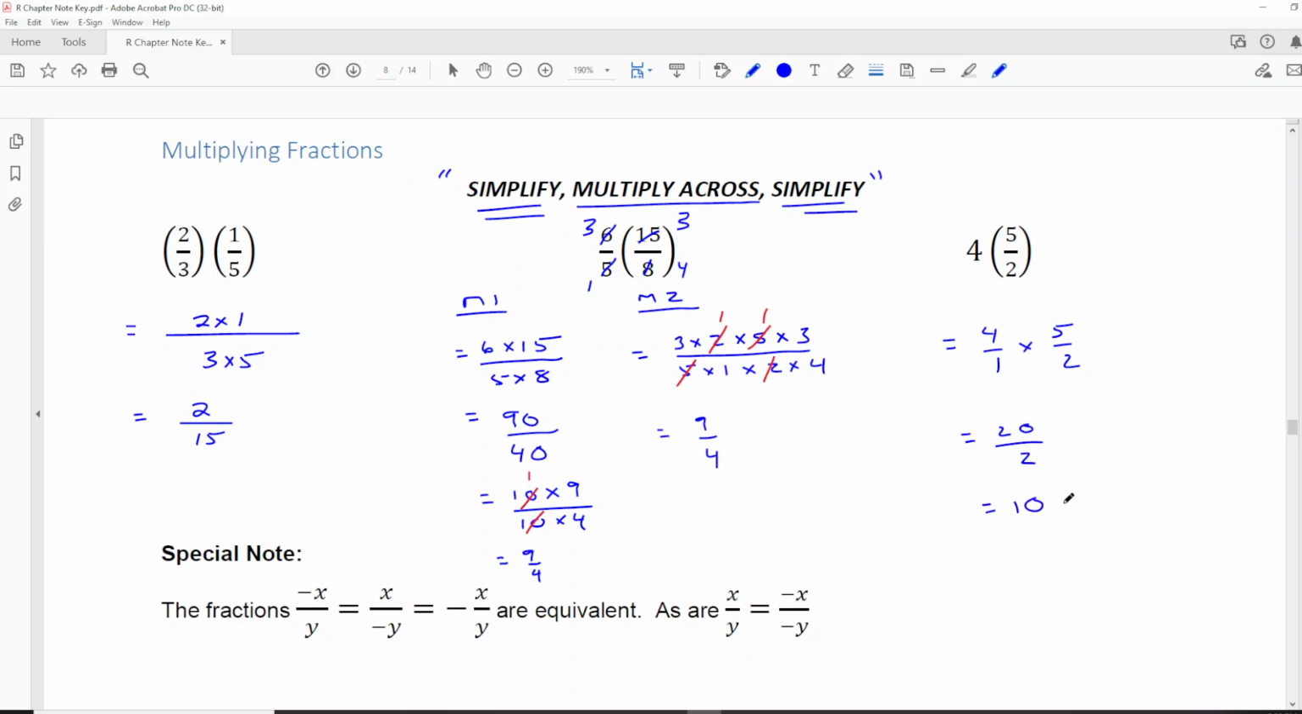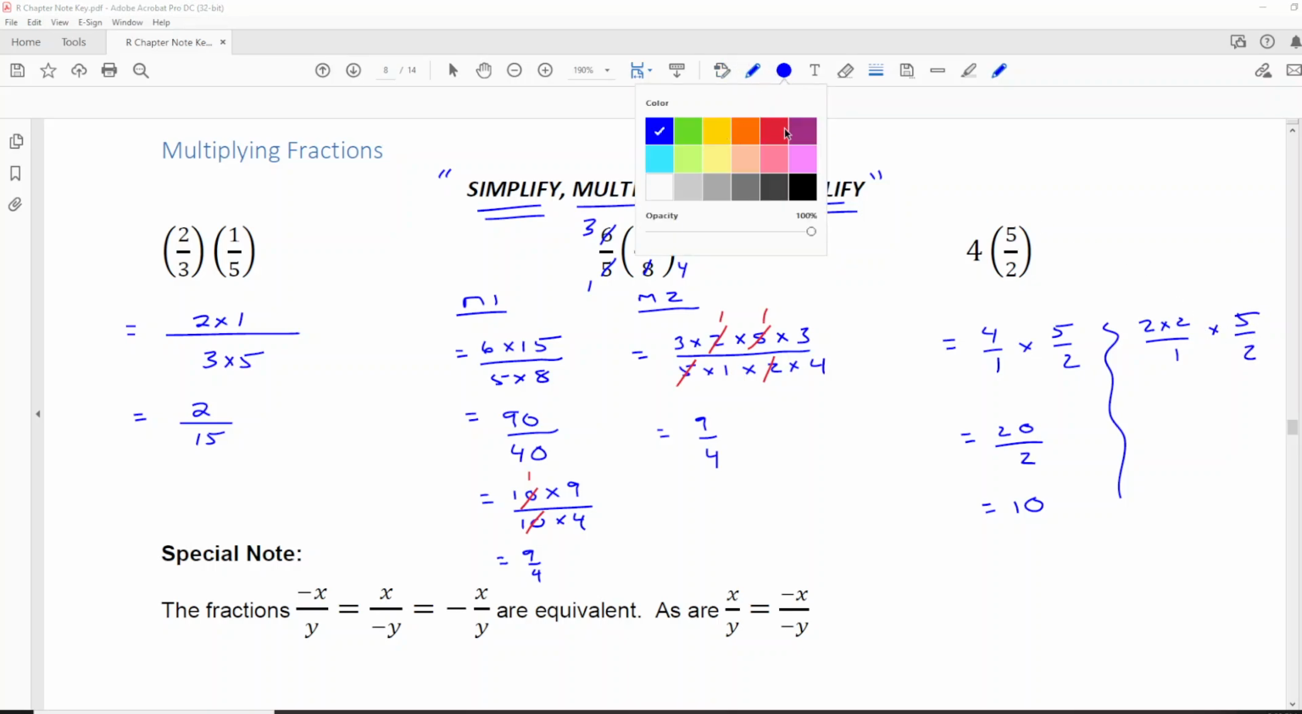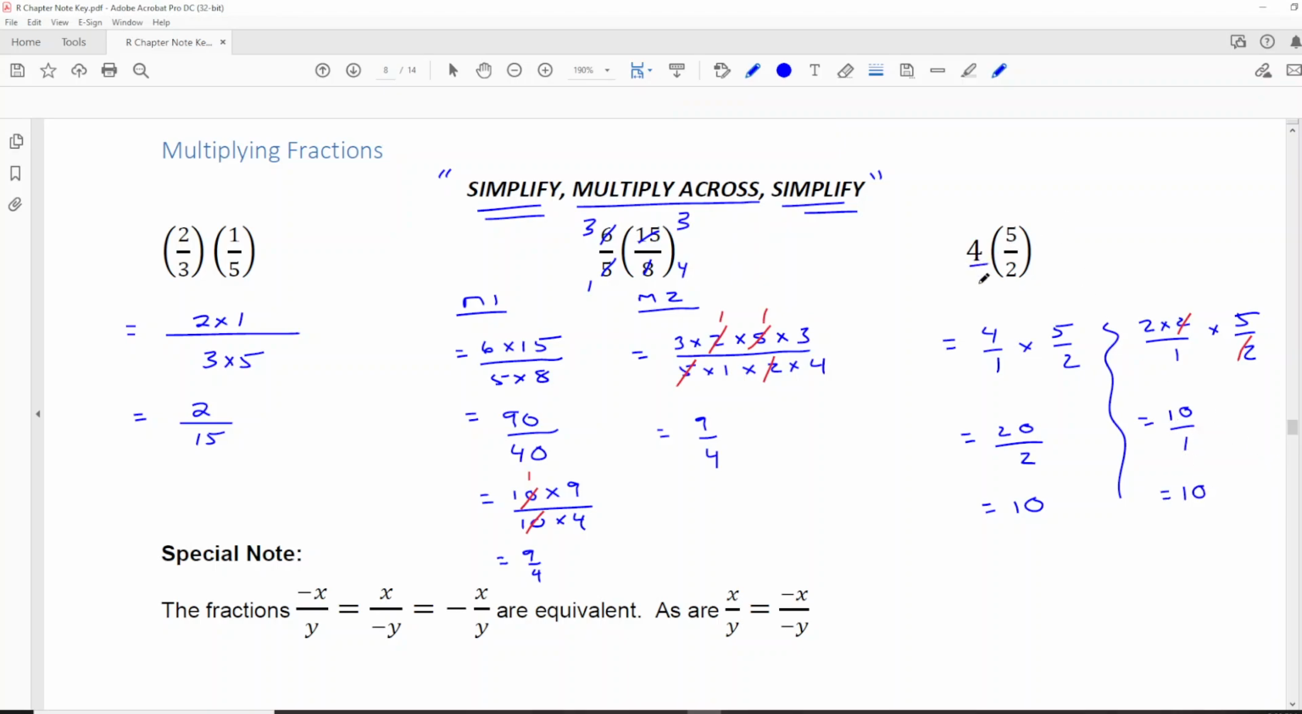And then I could simplify. 20 divided by 2 is 10. Or I could go through and look for those common factors. So 4 is 2 times 2 over 2. Then I can cross out some of those 2's. Boom, boom. I'm left with 10 over 1, which is 10. Or you could have done it right from the beginning and said 2 goes into 4 twice and into 2 once. I'm left with 10 over 1, which is 10.